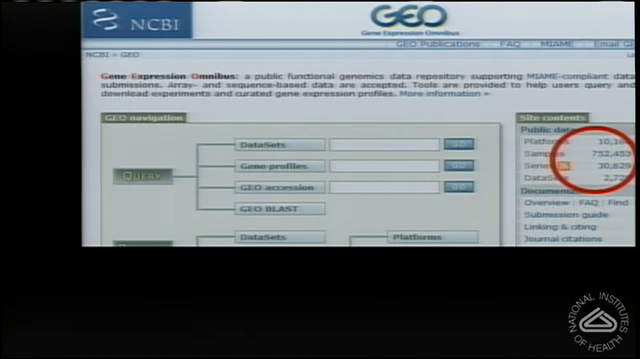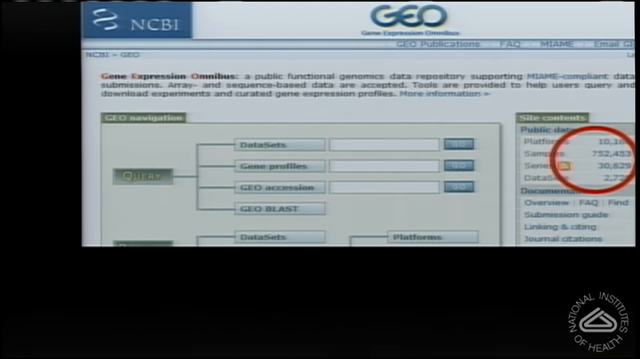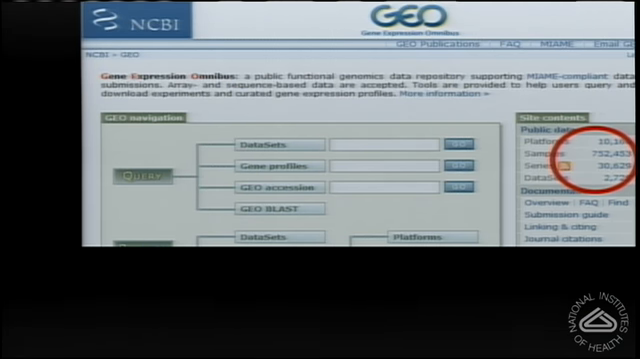A lot of friends, and my research career would not exist if not for the NCBI. For all of you in the audience, I'm just putting a shout out for you. NCBI GEO, the Gene Expression Omnibus, is the repository for these microarrays. And you can see as of a couple weeks ago, we're up to 752,000 publicly available microarrays at the NCBI GEO.